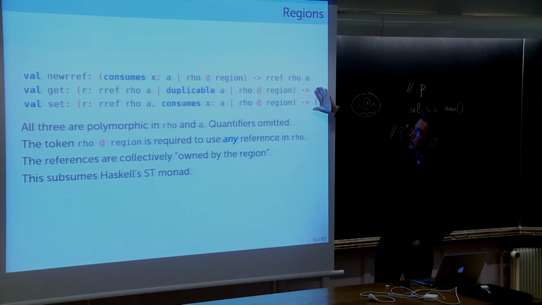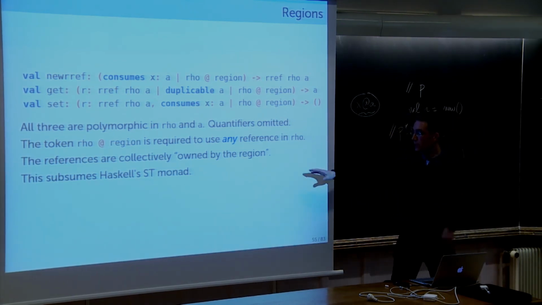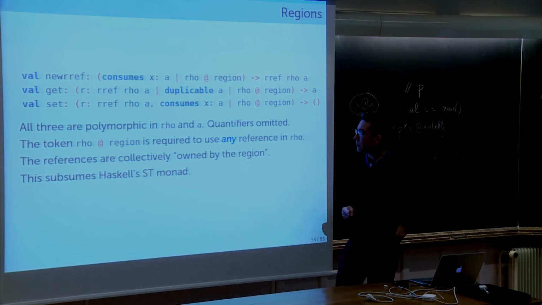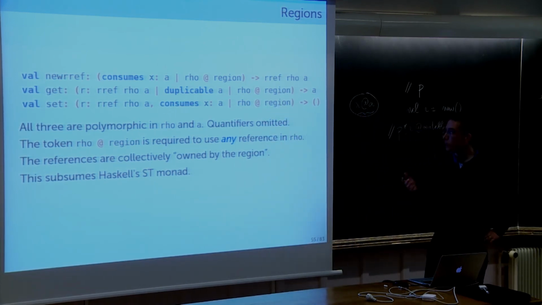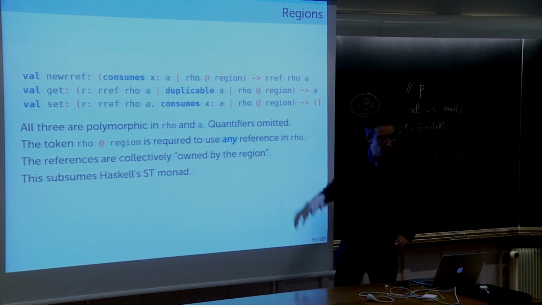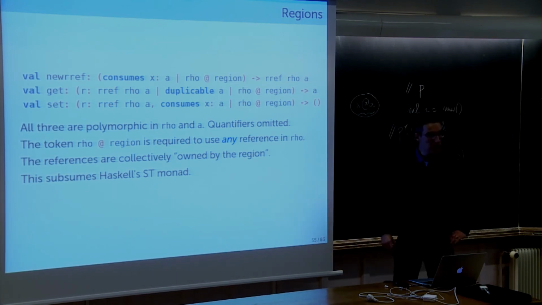So these are basically the same types that you have in Haskell in the ST monad, except here we don't have to use the monadic combinators. One way of explaining the ST monad is that it's a way of making the state linear even though you don't have linear types in Haskell. So it's a way of hiding the state from the user so they cannot duplicate it. And here, because we do have linear types or affine types in the language, we don't have to hide the state. So we can explicitly thread this token through the computation. So in a way, this subsumes the ST monad. Yeah, I guess that's what I wanted to say about regions.